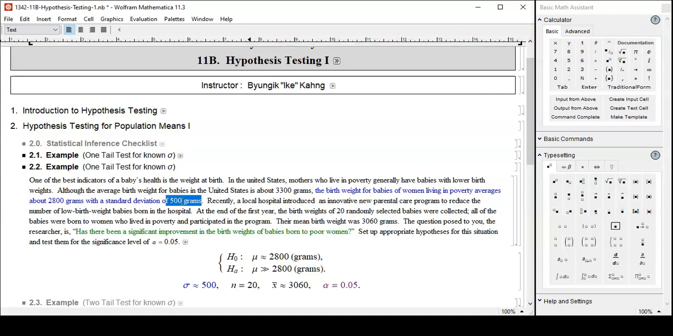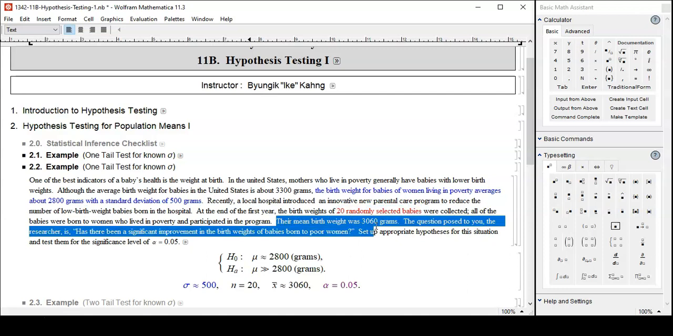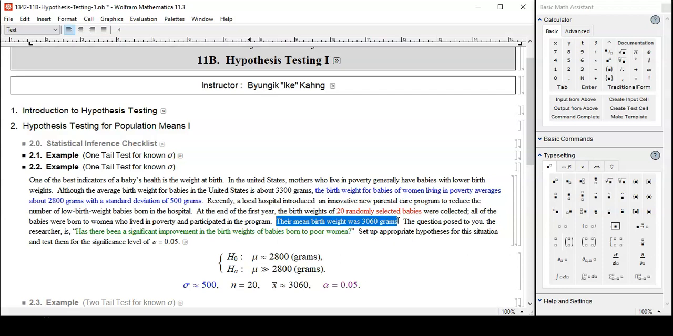For instance, if it had been placed in some other place, like here, 20 randomly selected babies, and the mean was 3,060 grams, and the standard deviation was something like this right here, where my mouse is, then this would have been the sample standard deviation. But that is not the case here. It came along with the null. So this is sigma, the population standard deviation. So the conclusion, we have to use the z-curve, and we have to use sigma.